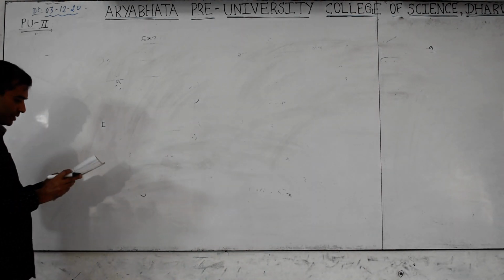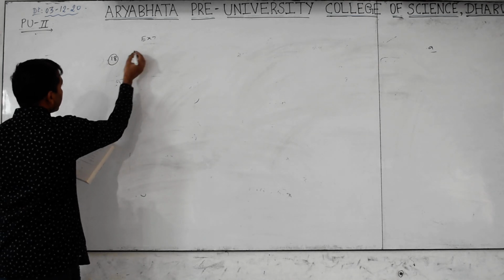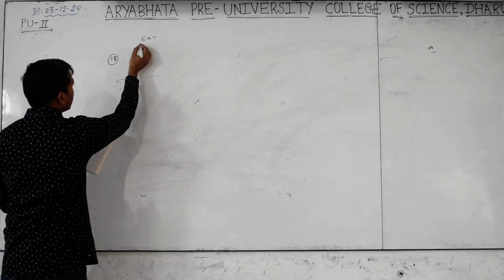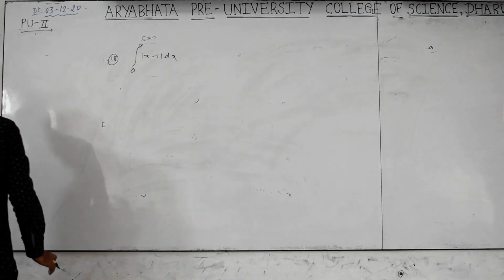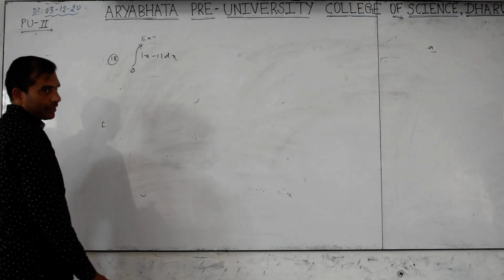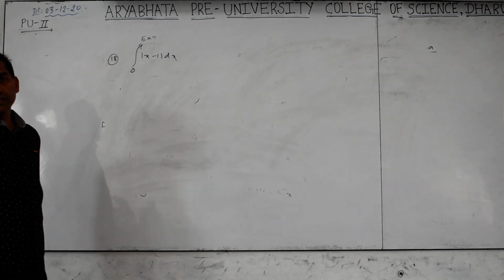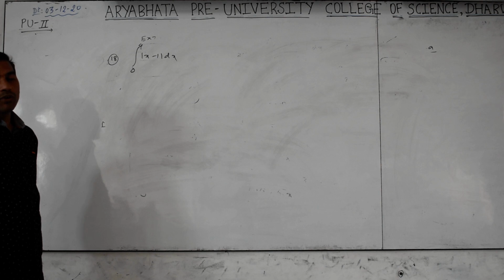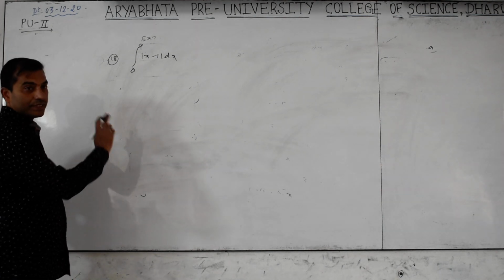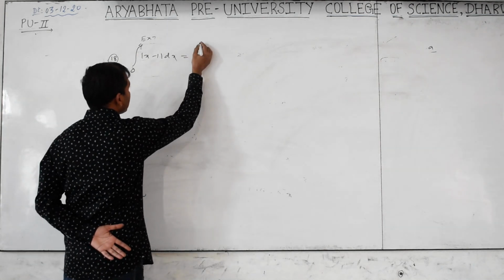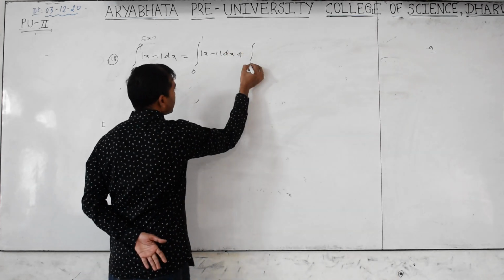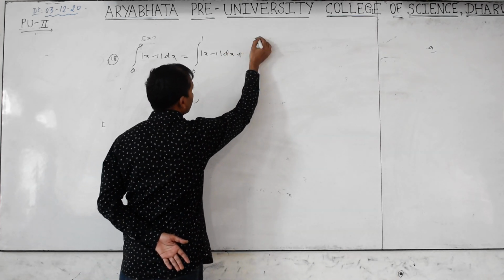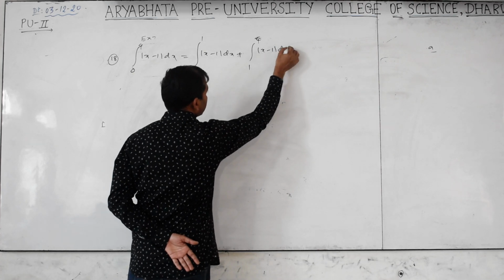Next, question number 18. Integration of 0 to 4 mod x minus 1 dx. If there is a mod function, we should eliminate it, we should open the mod. How can we open the mod? By using the mod x concept. Tell me, at 1 it is changing, so we should split the interval: 0 to 1 mod of x minus 1 dx plus 1 to 4 mod of x minus 1 dx.